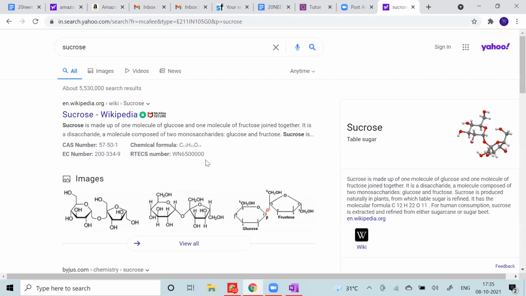Is the hemiacetal bond present only in glucose, or even in fructose, sir? Hemiacetal bond is present in fructose also. Let us check that. Fine. Now we'll finish glucose and we'll finish sucrose and then come here. Now see sucrose.